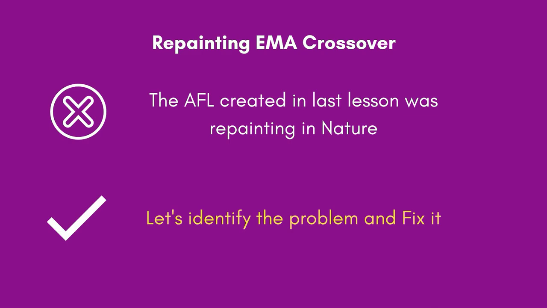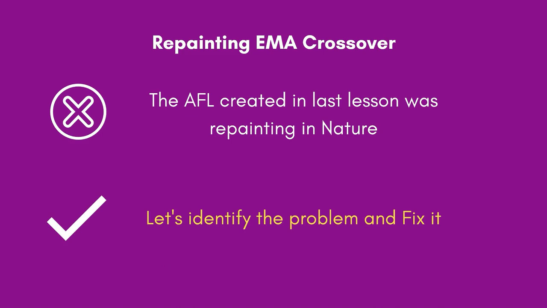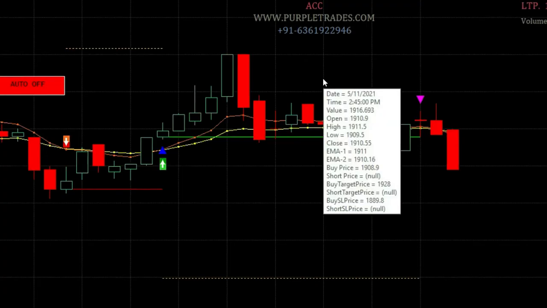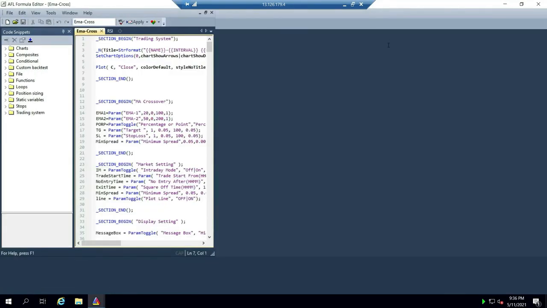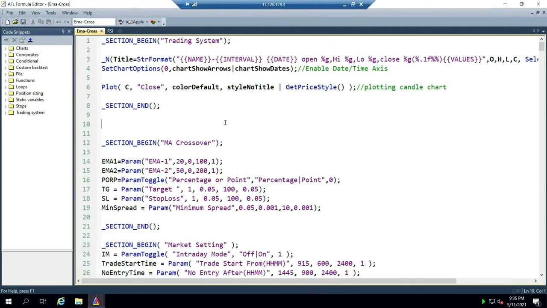Let us now identify the problem. We have already identified the problem. We know that EMA close is the culprit here, and because of which our EMA is repainting in nature. Let us now fix this problem by actual coding. Taking you back to our moving average crossover AFL, I'll right click, go to edit formula, and this is the formula of our EMA crossover. I'll just zoom in.